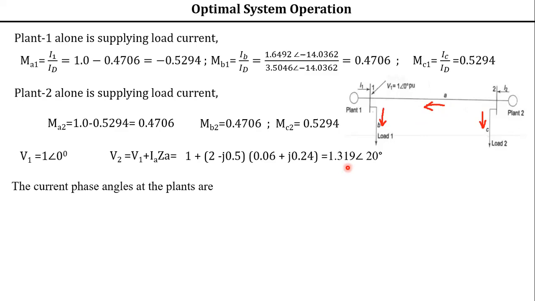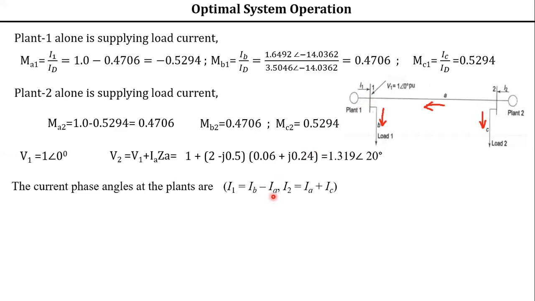What are the phase angles? One is the current phase angle, the other one is the power factor angle. So what are the current phase angles at the plants? That means what is the current phase angle of I1 and what is the current phase angle of I2? That you have to find out. Now what is I1 equal to? Apply KCL.